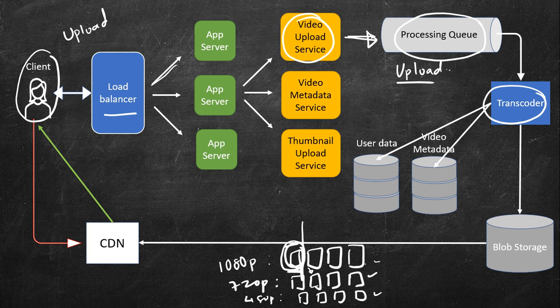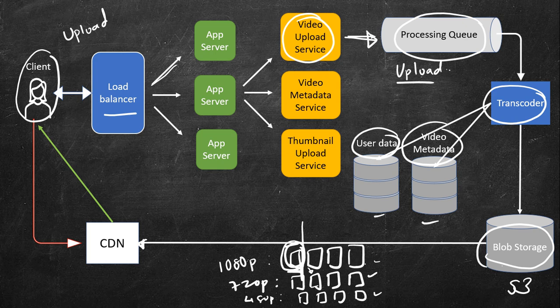So it processes them, encodes them into different resolution videos, and stores the video data into blob storage or object storage, for example Amazon S3. And it also stores the video metadata associated with each video and user data into separate databases. And this blob storage is also passed to CDN in case there was a query for this video.